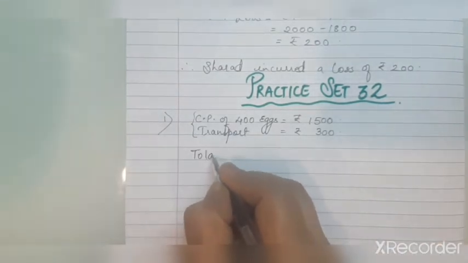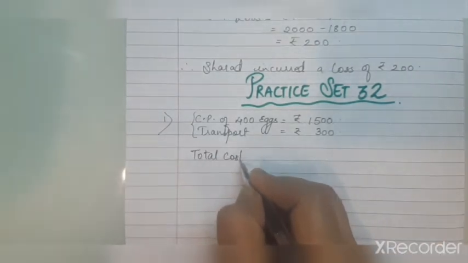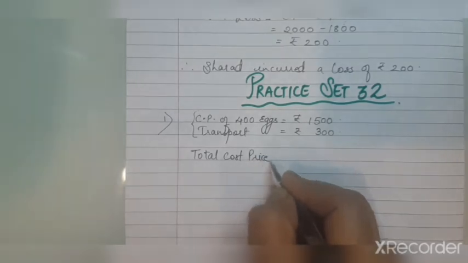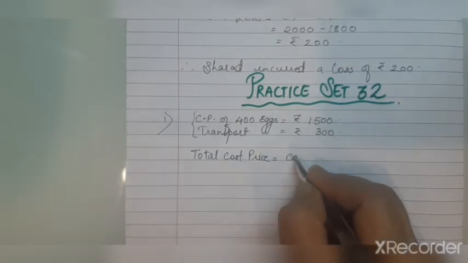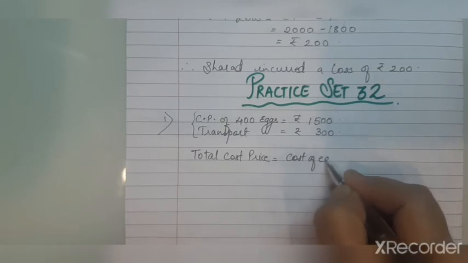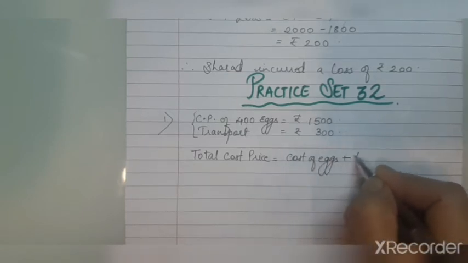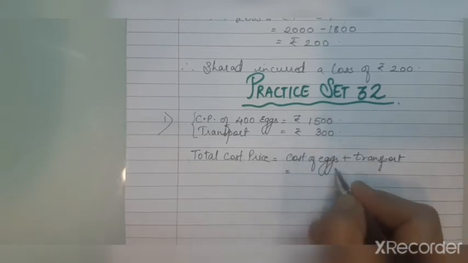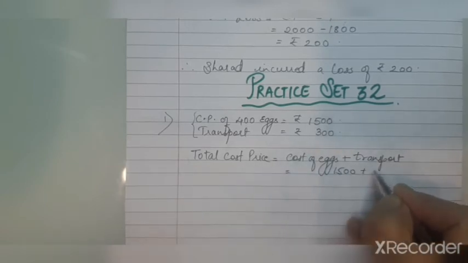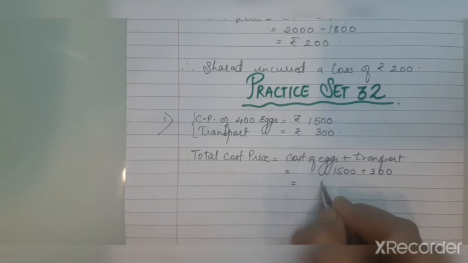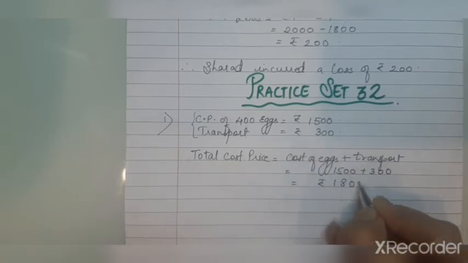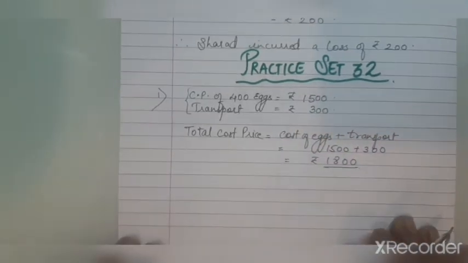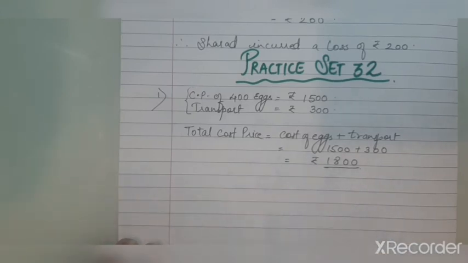So total cost price is equal to cost of the eggs plus transport, which is equal to 1500 plus 300, which is equal to rupees 1800. Okay, so total cost price is this.